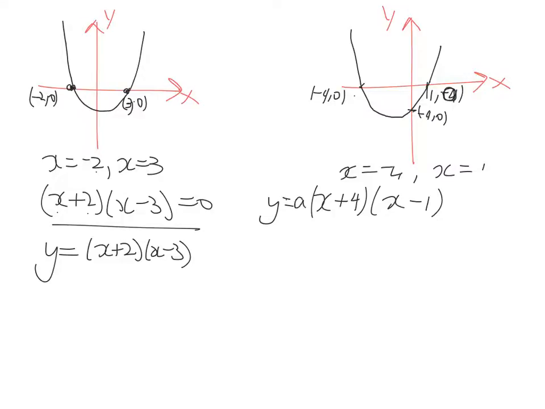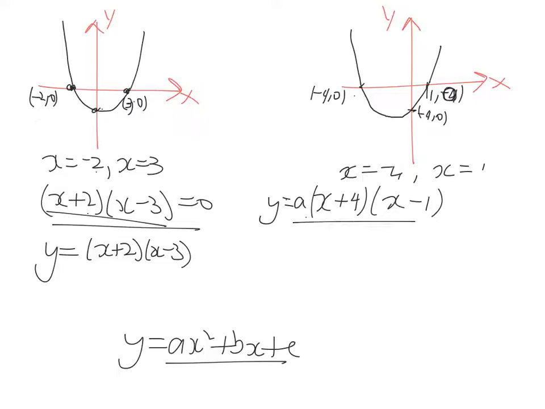Now, what we need to do is put an a in front of it, because right now, this could be anything. This could be anything, because we're not given that coordinate here. But because we're given this coordinate here, we're going to be able to solve for that. We ultimately want to write it in the form of ax squared plus bx plus c.